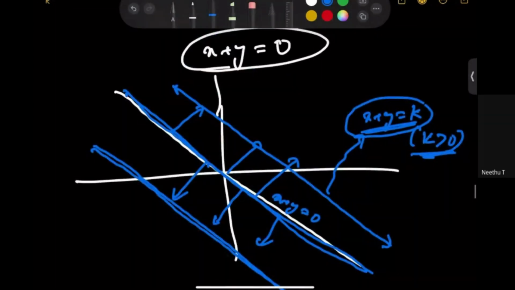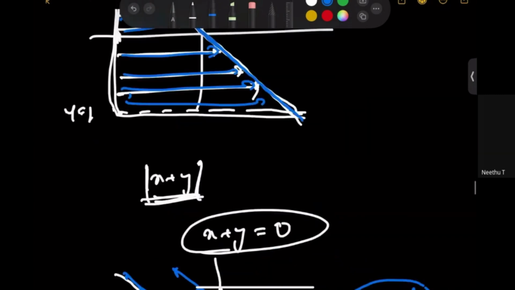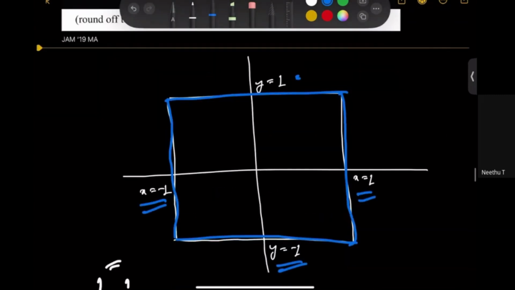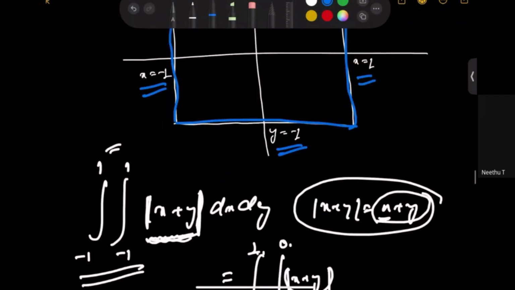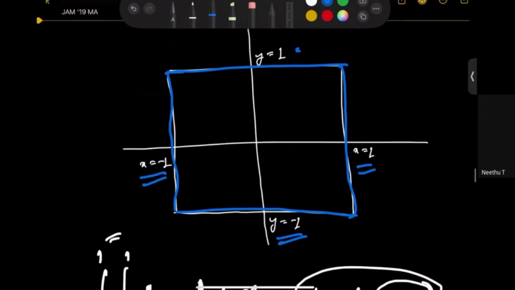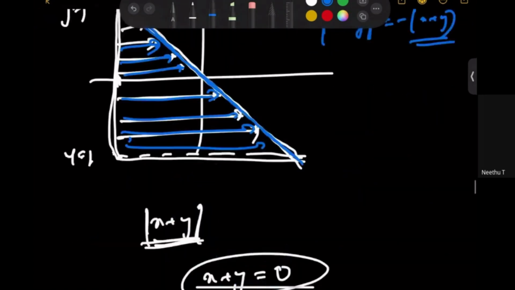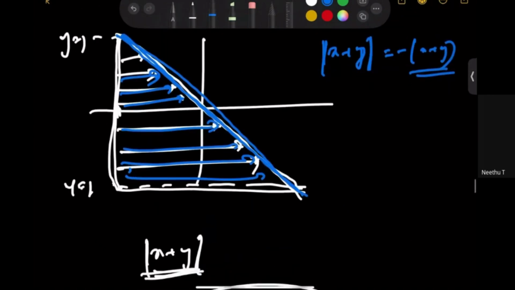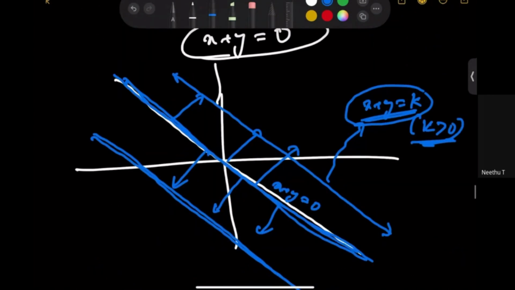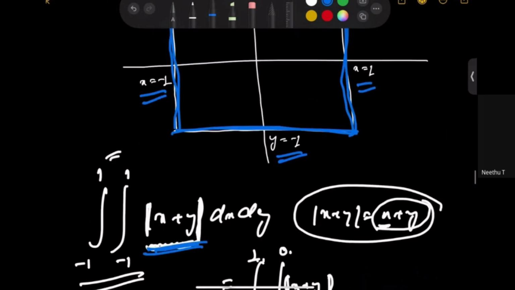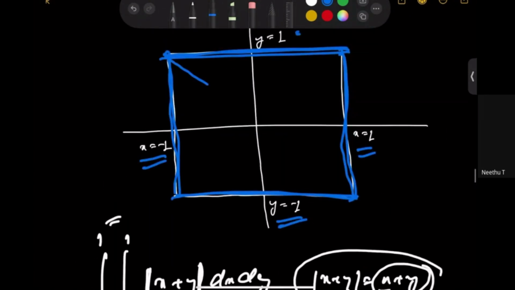So if you look at this, you have to integrate the function x plus y over this square, right? You have to break up this square in such a way that you can take care of this mod function. So I started with this one, just like how she told, that is exactly the correct idea. x plus y equal to 0 is this line, right?